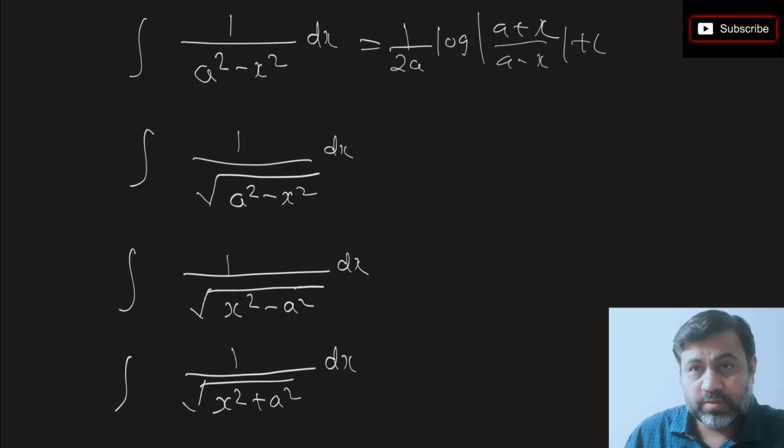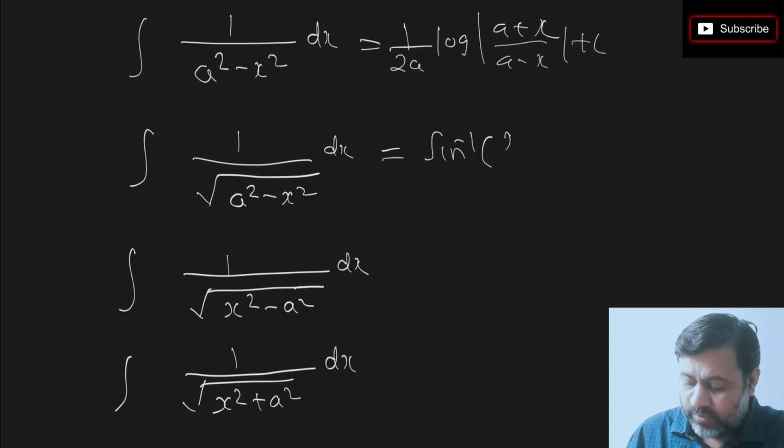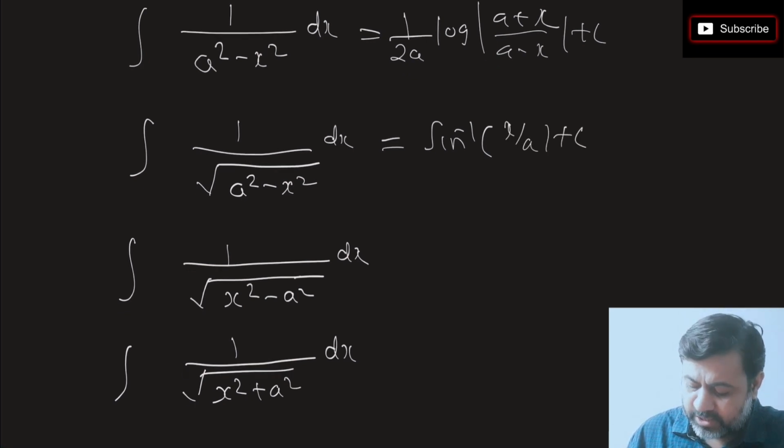Next one is now 1 by under root a square minus x square. So it is 1 by under root constant minus variable. ठीक है, a square minus x square is constant minus variable. This will be just sin inverse of x by a plus c.